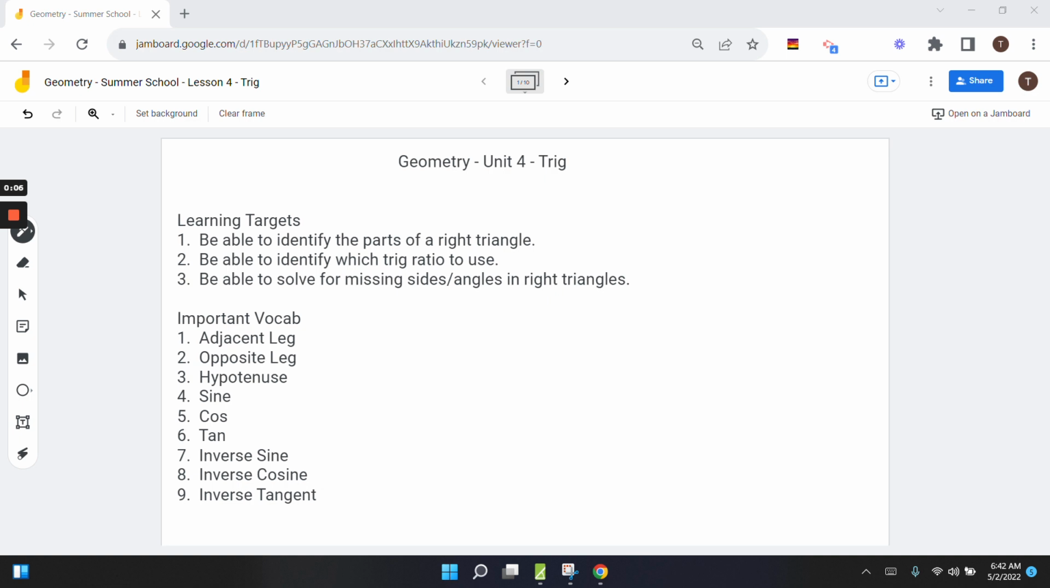We will be looking at word problems, real life problems involving this, later on next unit. So hopefully by the end of this unit, you'll be able to identify the parts of a right triangle, be able to identify which trig ratio to use, and be able to solve for missing sides and angles in right triangles. You can read down through some of the important vocabulary there. So hopefully by the end, you'll know what each of those means.